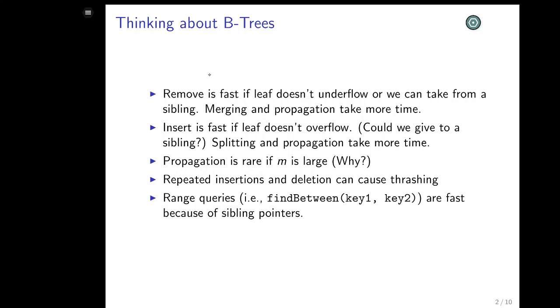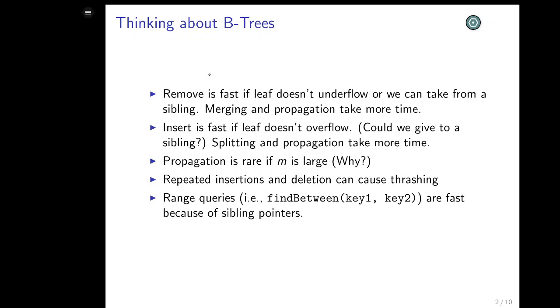Finally, you can perform range queries in these trees. So if I give you two keys and I ask you to report all the key value pairs between T1 and T2, it's easy. What do you do? Yep. So you can find T1 just by performing a find operation.